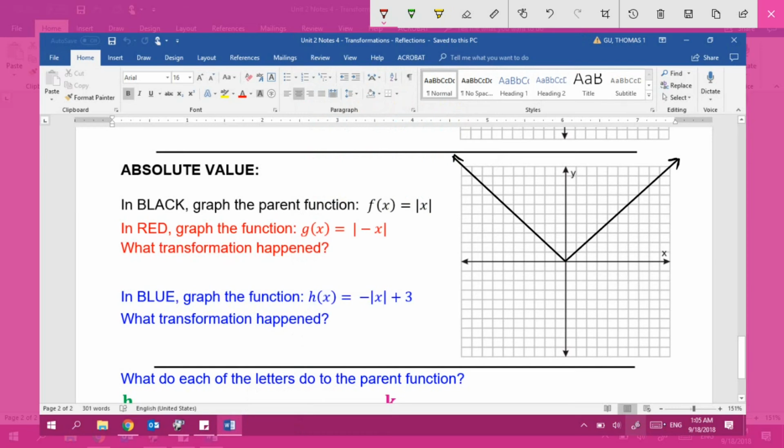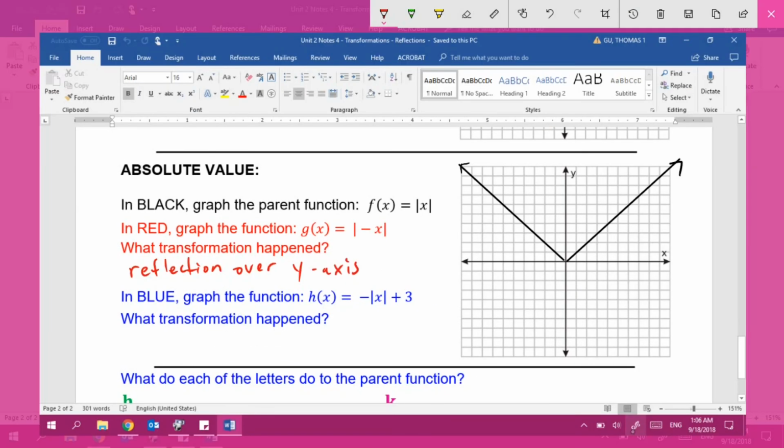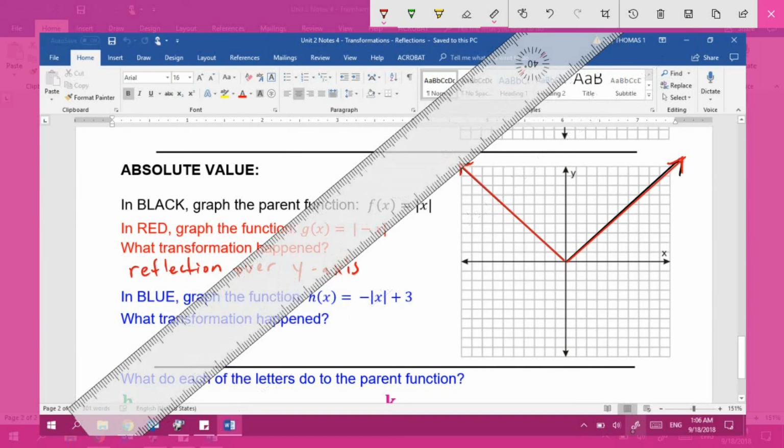So we can see that as g of x equals absolute value of negative x, the negative sign is on the inside of the function, which means that the transformation will be reflection over which axis? When the negative sign is on the inside, reflection over the y-axis. But if I reflect this V over the y-axis, we can see that it's already a mirror image of itself. So if I reflect it over the y-axis, it's just going to land on itself because it's already a mirror image of itself. So let me just draw over this.